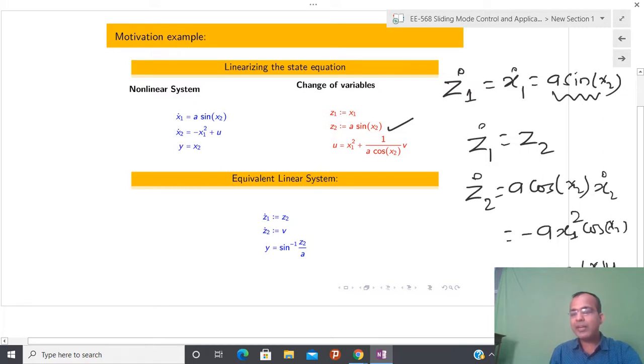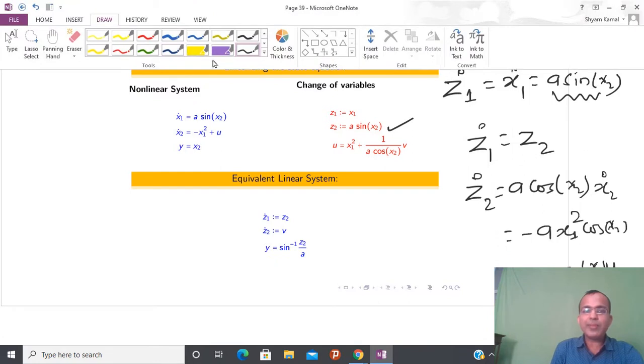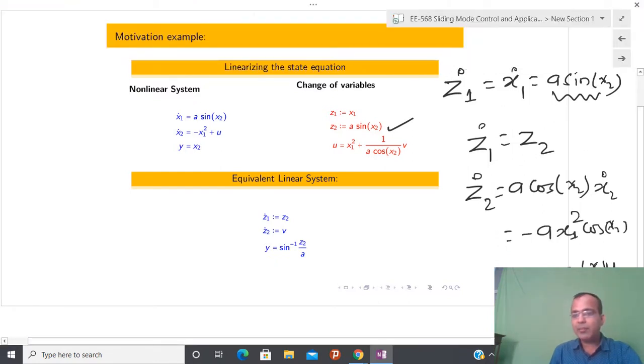So now I have one kind of uncertainty that I interpret as a multiplicative uncertainty, and this as an additive uncertainty. What we are doing is applying the inverse of the multiplicative uncertainty, and after that whatever other uncertainty there is, we add that here. So in this process, if I define u equal to (x1 square plus 1) by (a cos x2) into v, then my system is converted into this.